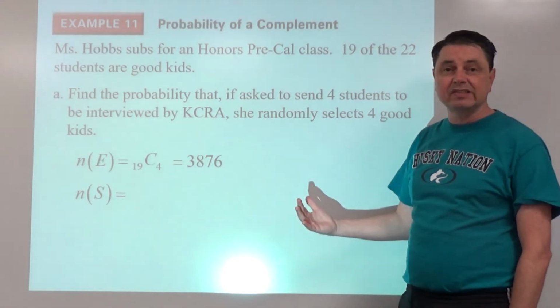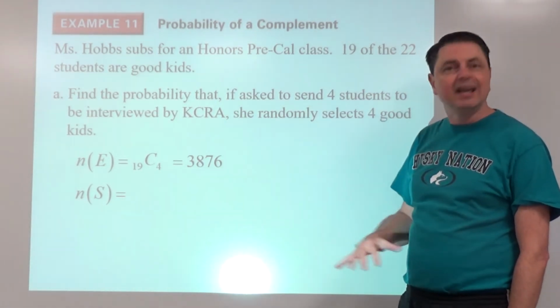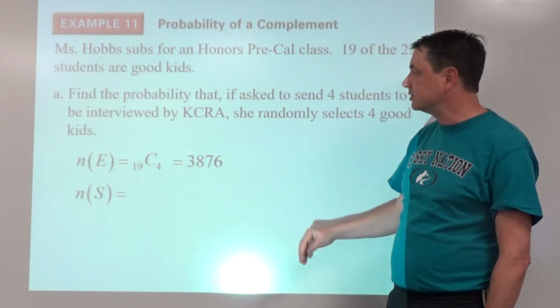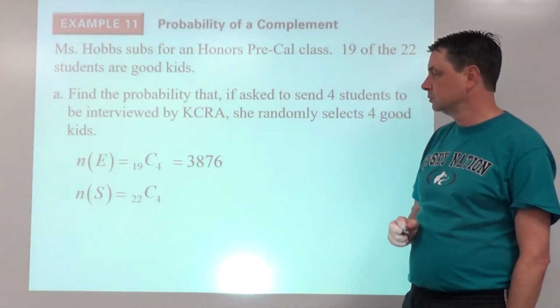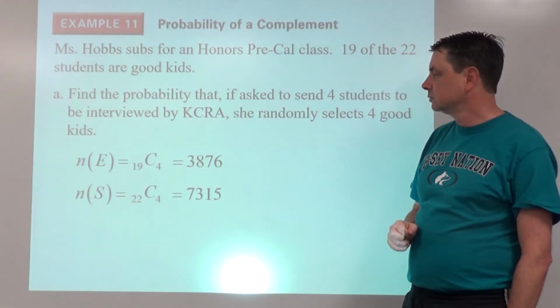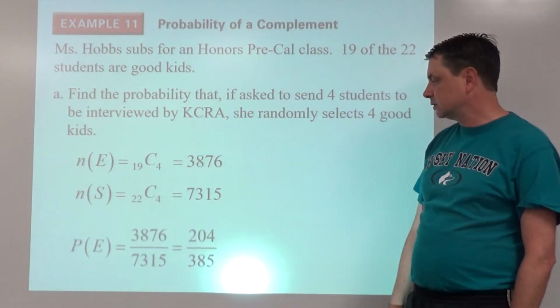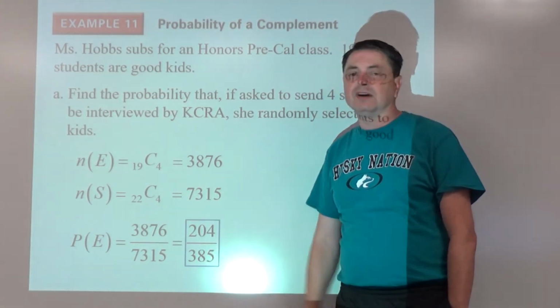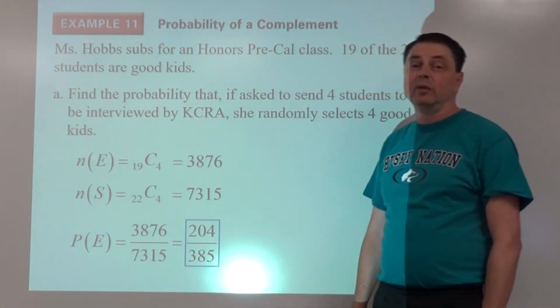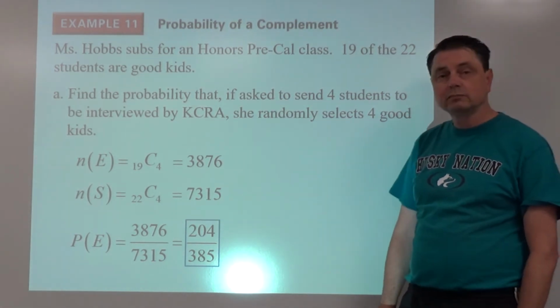Now, what's the size of the sample space? That anything could happen. Now we're talking about all the kids. We're still selecting 4 kids from the 22. So if we divide those, 2204 over 385 is our probability, a little bit more than 50%.